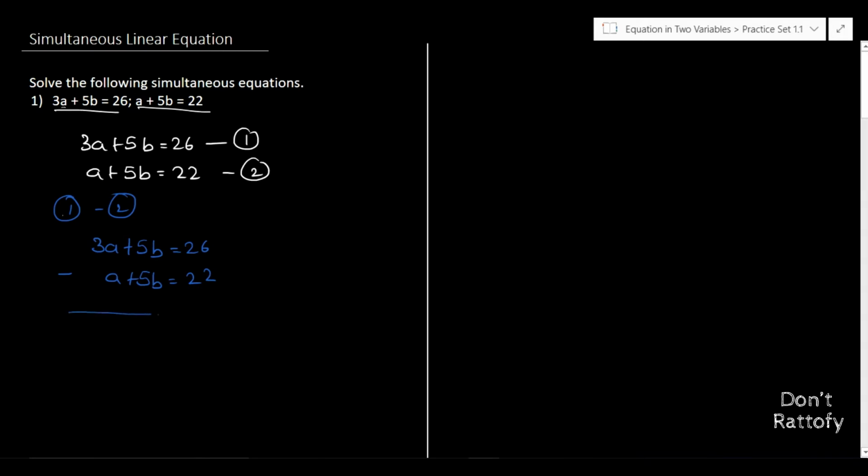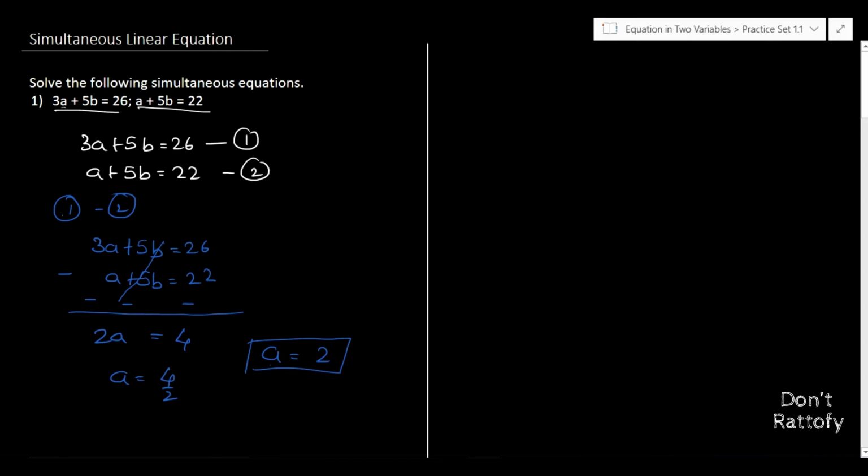Now remember, I have done subtraction, so the sign of the second equation will change. That is, plus a will become minus a, plus 5b will become minus 5b, and plus 22 will become minus 22. According to the new signs, we are going to solve it. So 3a minus a will be 2a, 5b and minus 5b will cancel out, so it will be 0. Then 26 minus 22 will be 4. So I have 2a is equal to 4, so a is equal to 4 by 2, that is, I have the value of a as 2.